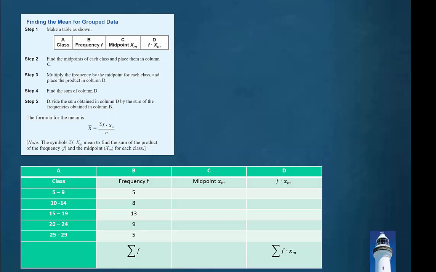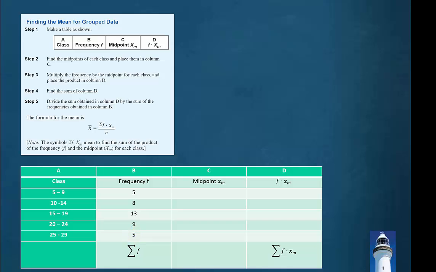So here we have a grouped frequency distribution. We have the classes over here, 5 to 9, 10 to 14, 15 to 19, 20 to 24, and 25 to 29. We have the frequencies for these classes, 5, 8, 13, 9, and 5. So in other words, there are 5 data values between the values of 5 and 9. There are 8 data values between the values of 10 and 14, 13 data values between the values of 15 and 19, 9 data values from 20 to 24, and 5 data values from 25 to 29.